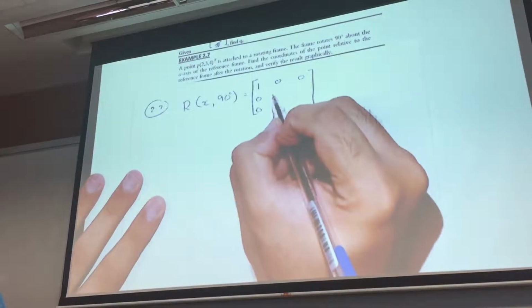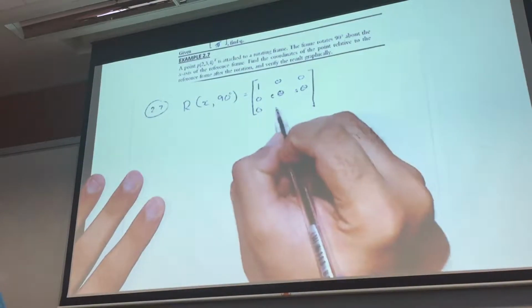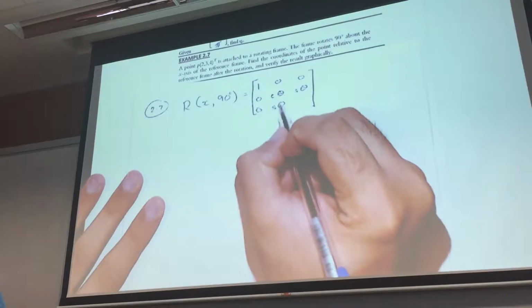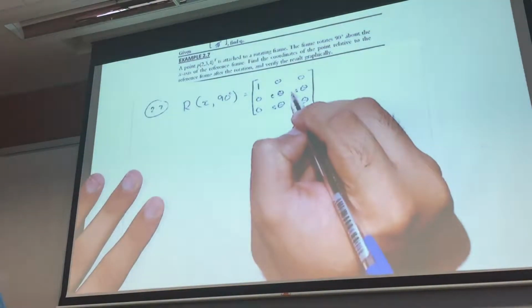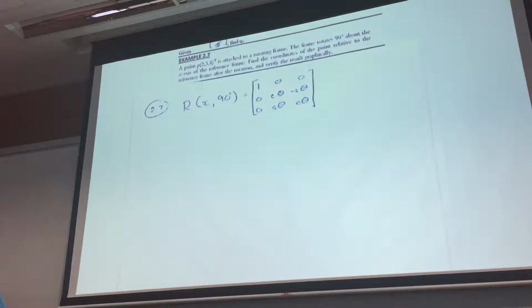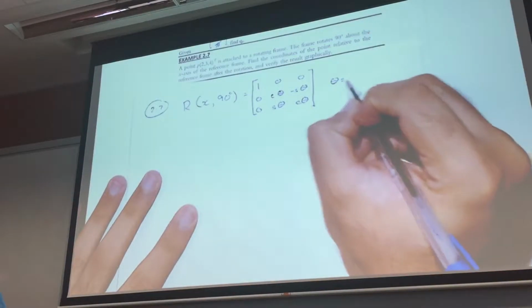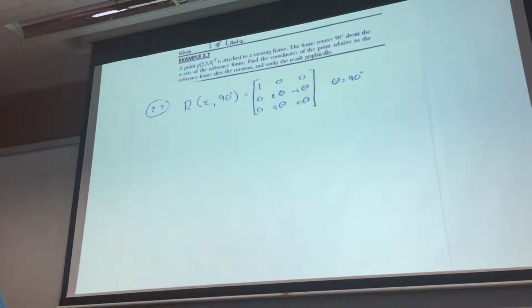After that, there will be some cosine theta, sine theta. You know, the diagonals will be sine. You need to remember this sequence. And remember the negative sign over here. So your theta will be equal to 90 degrees. You input in, you'll get some answer. This is what the question is telling you.